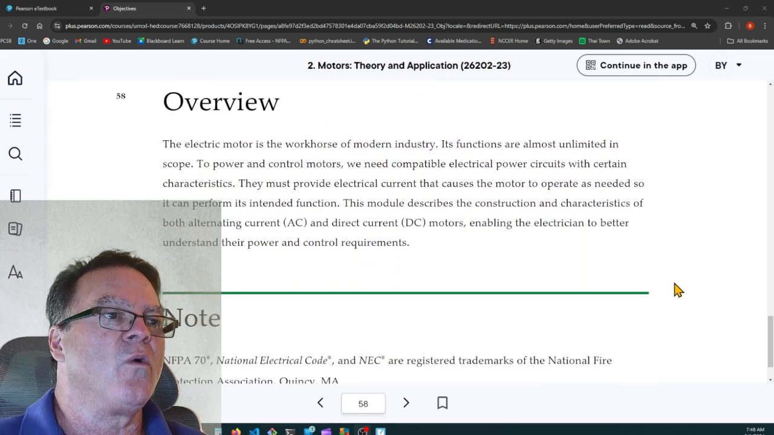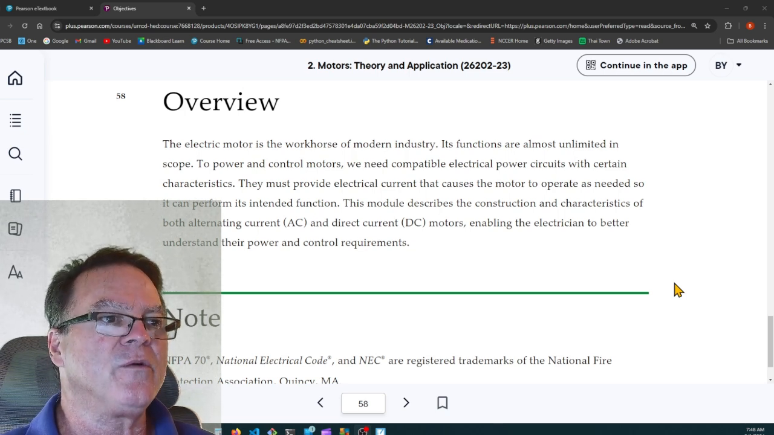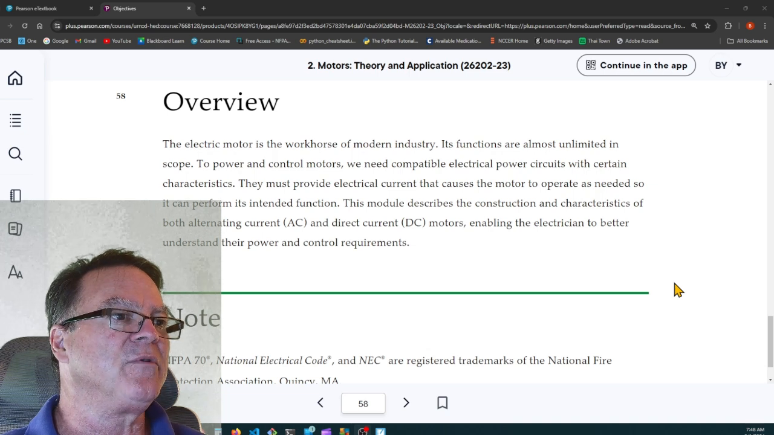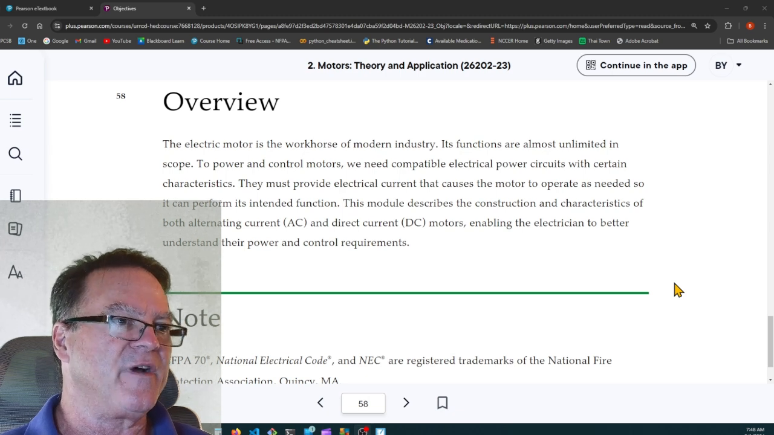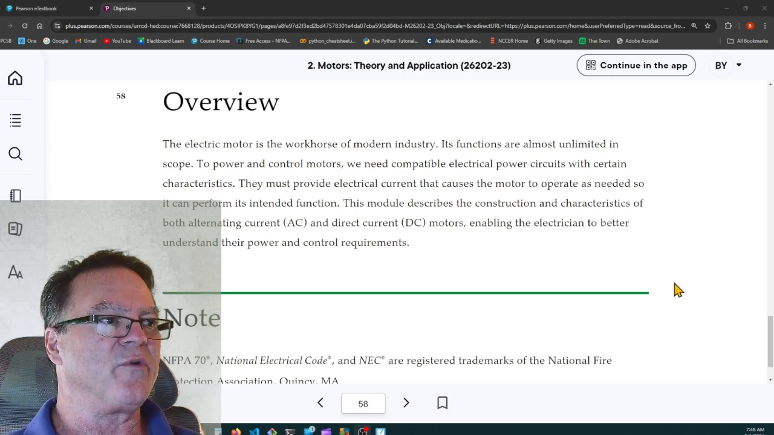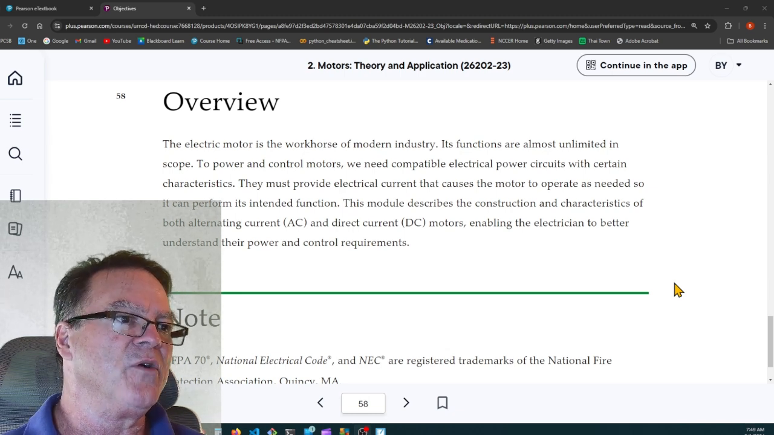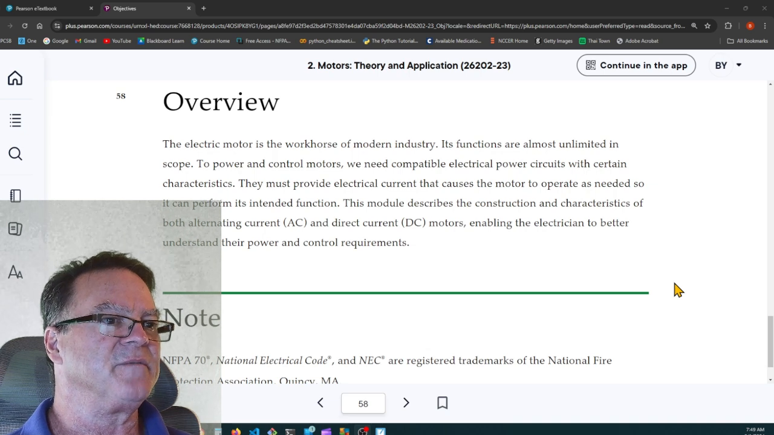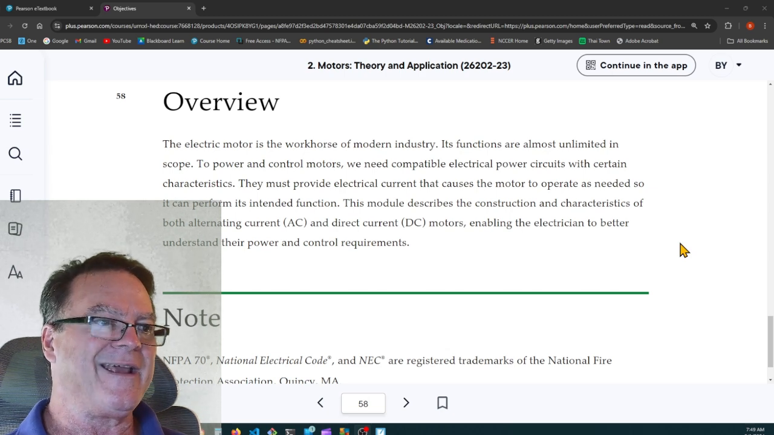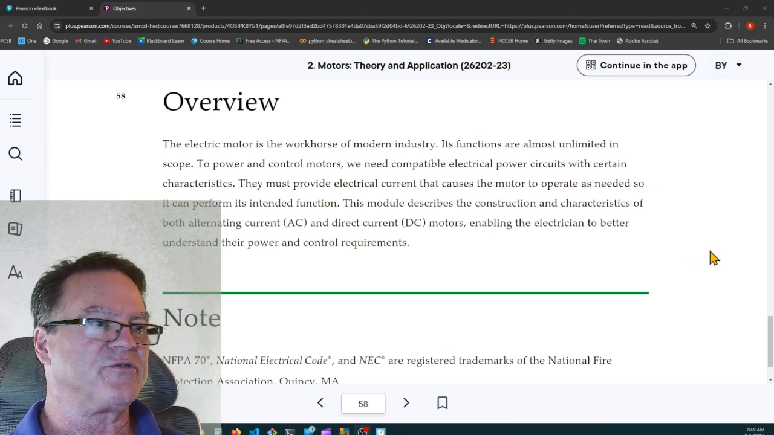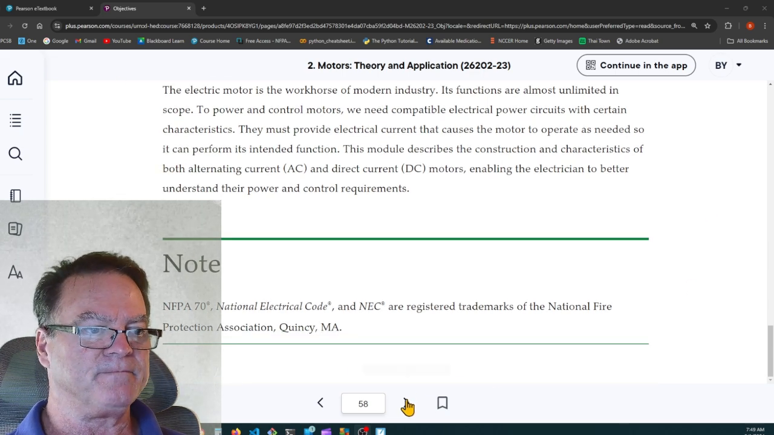The electric motor is a workhorse of modern industry. Its functions are almost unlimited in scope. To power and control motors, we need compatible electrical power circuits with certain characteristics. They must provide electrical current that causes the motor to operate as needed so it performs its intended function. This module describes the construction and characteristics of both alternating current and direct current motors, enabling the electrician to better understand the power and control requirements.